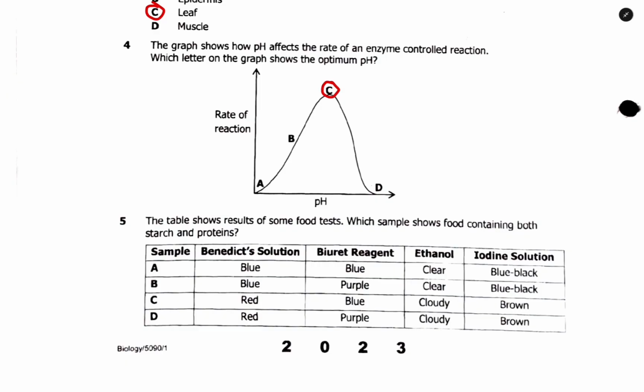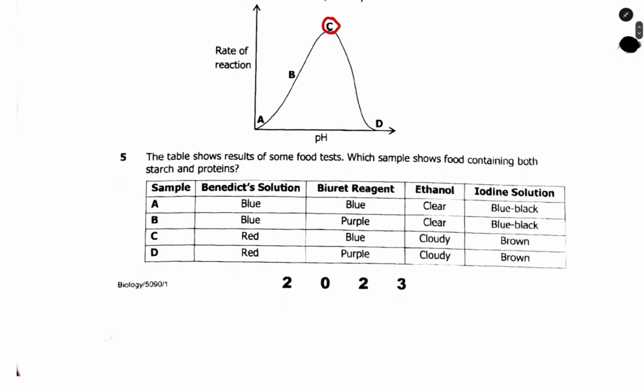Then let us go to question 5. The table below shows the results of some food tests. Which sample shows food containing both starch and proteins?